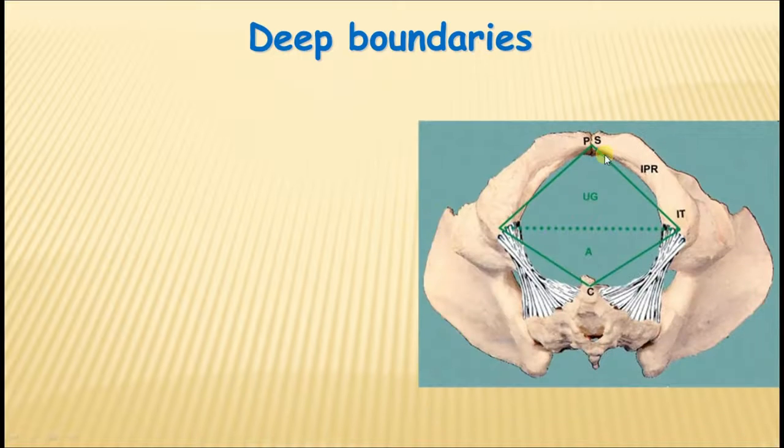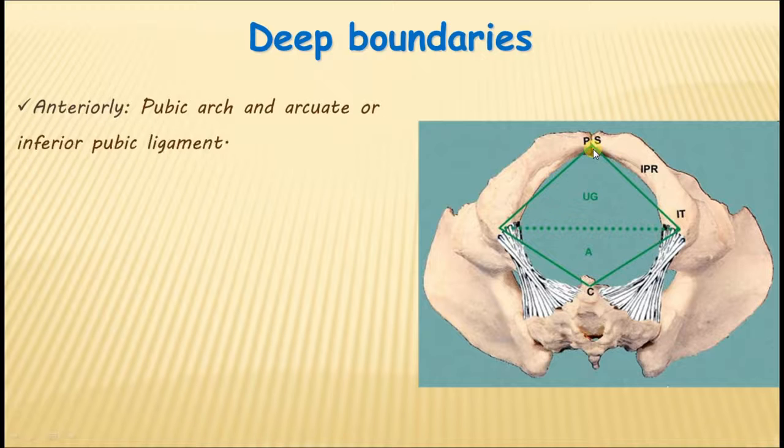Now coming to the deeper or skeletal boundaries of the perineum: anteriorly it is the lower border of the pubic symphysis with the arcuate pubic ligament, also called the inferior pubic ligament. Posteriorly, we see the tip of the coccyx. On either side we have the ischiopubic rami anterolaterally, and laterally the ischial tuberosity.